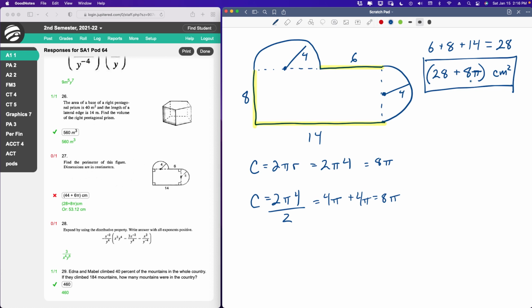Now, if you decided to multiply 8 times pi, then you would have gotten 25.12 centimeters. Or centimeters, sorry. It's not squared. It's not area. It's centimeters because it's perimeter, right? Sometimes it's helpful to write down what you're doing. Perimeter is not squared.